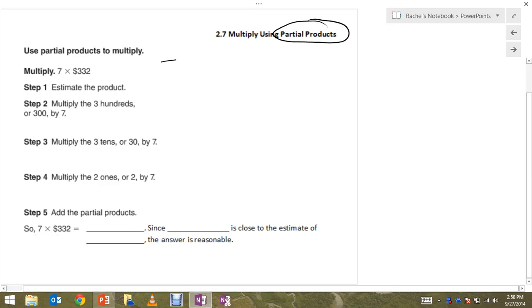To start, we started multiplying by estimating a product. We round 332 down to 300. 7 times 3 is 21, and we add 2 zeros. So we know that our answer should be close to 2,100.